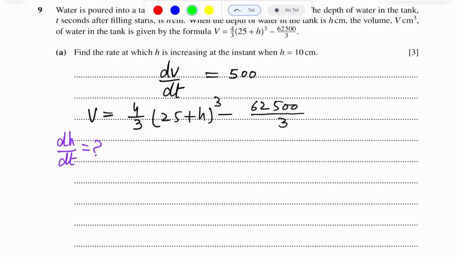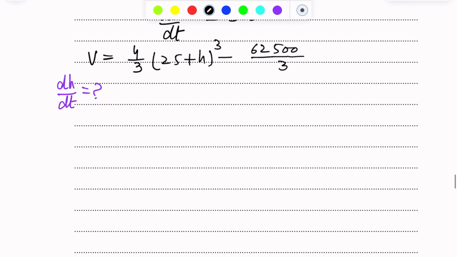Now, because we have to use the chain rule, there should be three differentials. One differential is dV over dt, which is given. We have to find dh over dt. The third differential we will find from this relation. This relation is between V and h, so we can find dV over dh. By differentiating volume with respect to h, we get dV over dh equal to 4 over 3, and the 3 will come down.